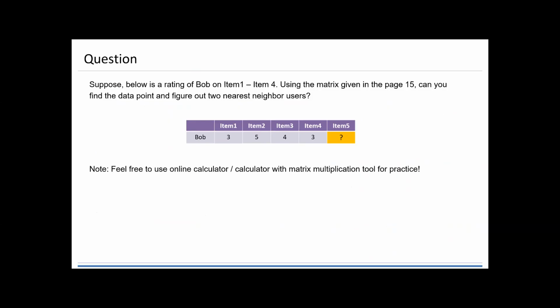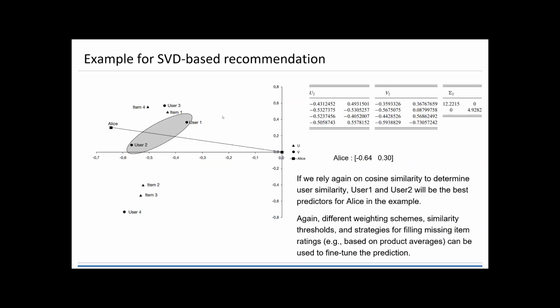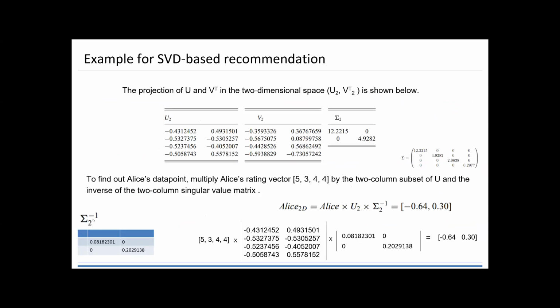Now I have a question. Suppose below is a rating of Bob on item 1 until item 4. Using the matrix given in the previous page 15, can you find the data point and figure out the 2 nearest neighbor users? You can use this U, the V, and the sigma. You can also use the inverse of the 2-column singular matrix. Try to figure out what the point is. This is the point of Alice.